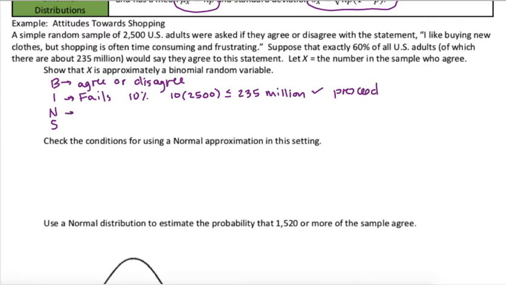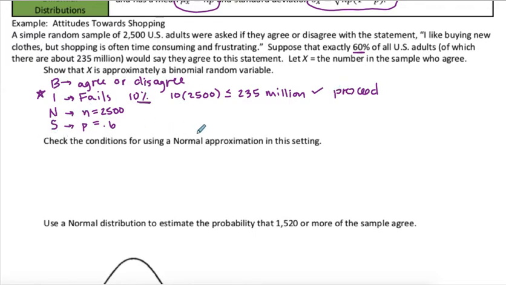For n, we have a set number of trials. It says we are doing 2,500, so that's our sample. And we have a set probability for success. They're telling us that's 60%, so we can say our probability for that is 0.6. All right, so we have gotten through one here where we have failed independence, but we can proceed because we passed this 10% rule.